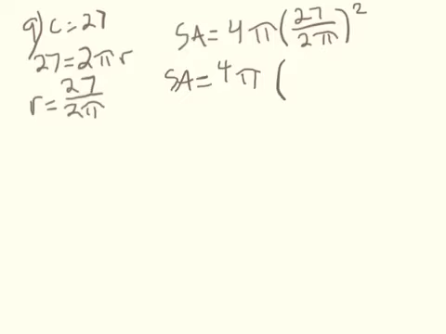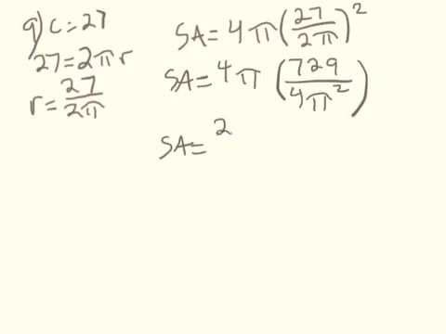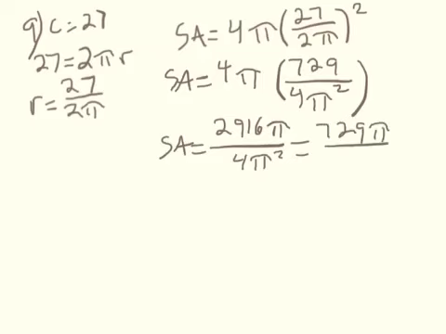And remember from last time, or the one we just did, if it's squared, you have to square the top and the bottom. So 27 squared is 729. And 2 squared is 4. And pi squared is pi squared. Okay, so if you put it all together, you have surface area equaling 2,916 pi over 4 pi squared. So if we reduce that, then you would get 729 pi over pi squared.